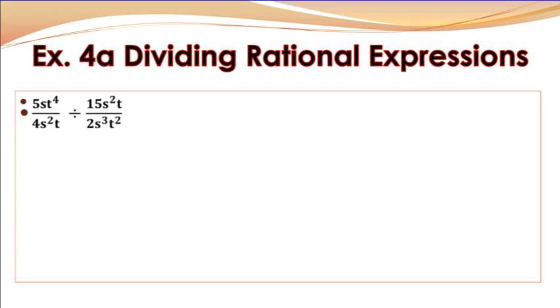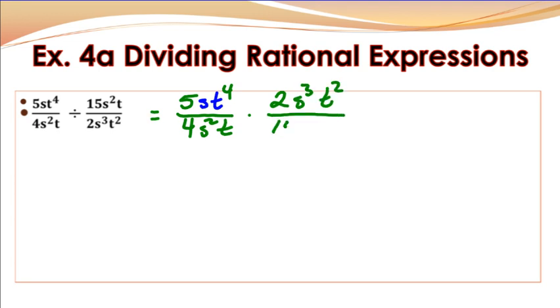Next one, dividing rational expressions. So when we're dividing expressions, especially those that are in the form of a fraction, remember you need to flip the second fraction and then multiply. So before I do anything else, that's what I'm going to do first. So it's 5st to the fourth divided by 4s squared t. And I'm going to flip the second one. So it'll be 2s cubed t squared all over 15s squared t.